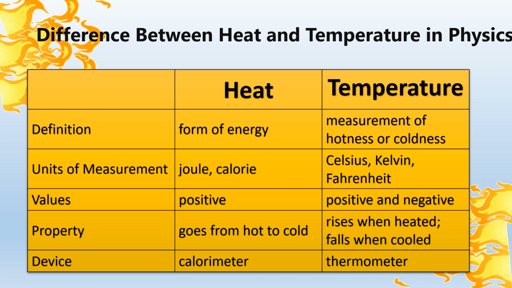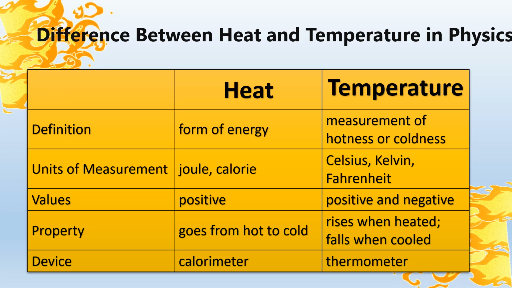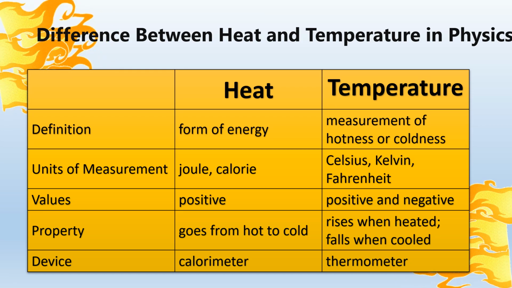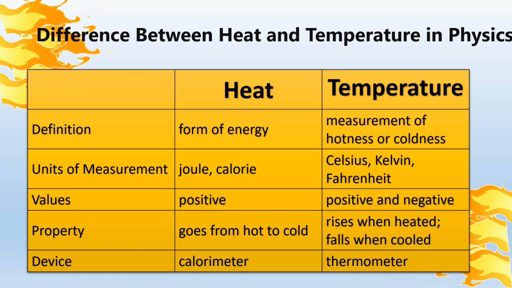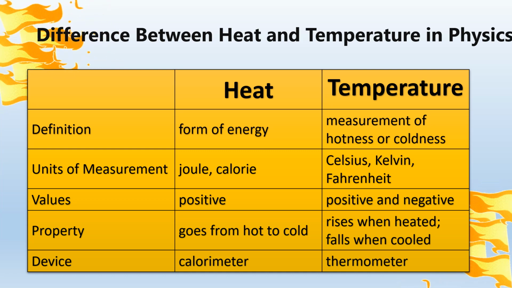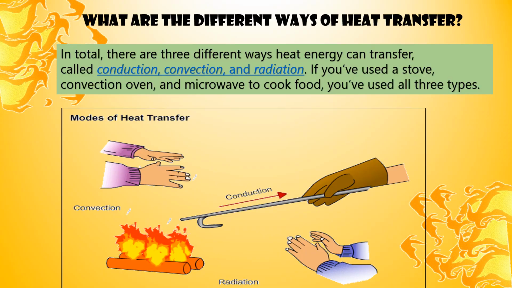Okay, that's a simple example. The property of heat is that it goes from hot to cold objects. The temperature rises when heated and falls when cooled down. The device used to measure heat is a calorimeter, and the device used to measure temperature is a thermometer. So I hope the definition, units of measure, value, property and device are clear for heat and temperature. Now I think you won't get confused during the entire chapter.